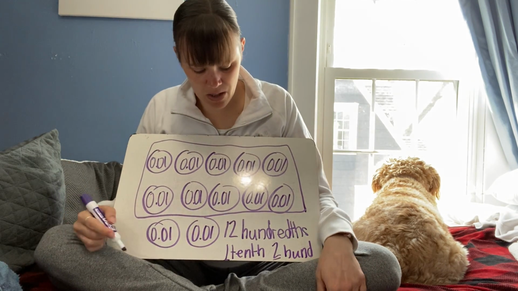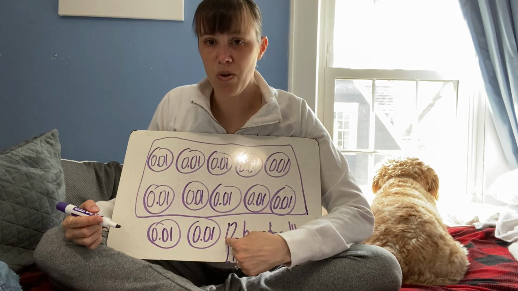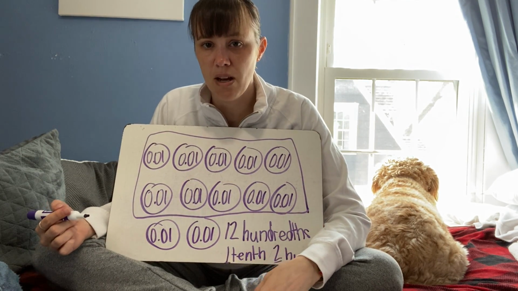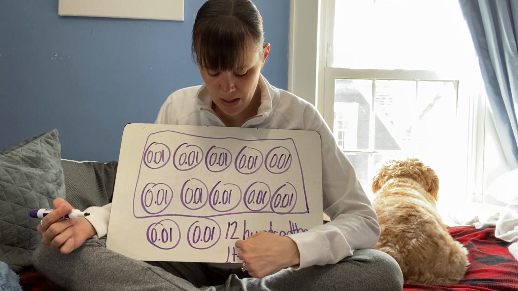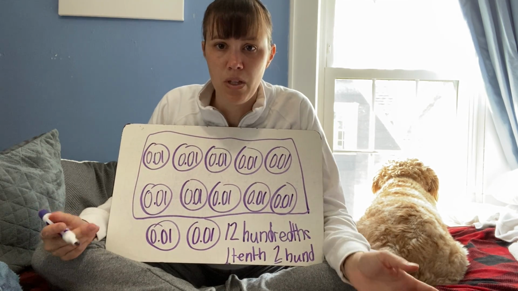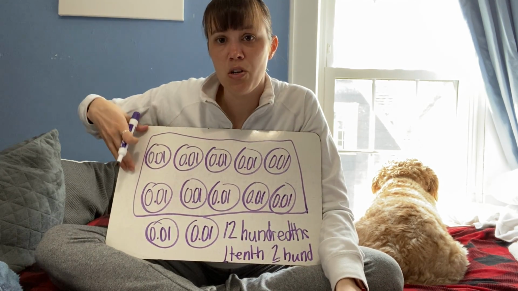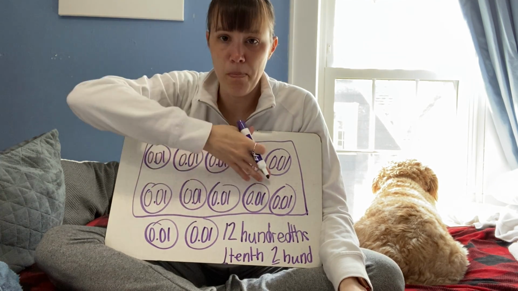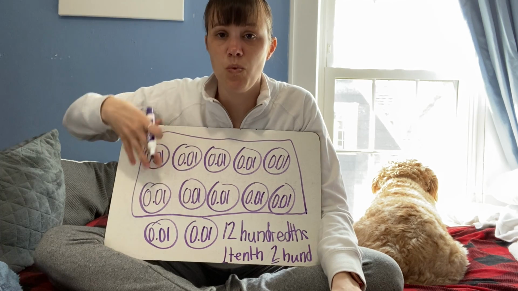Now I know you're saying to yourself, I already knew that that was 1/10 and 2 hundredths. I've been talking to you about that for a few days now. Why are we doing this? Because we are showing it in different ways. We want you to understand that a bundle of 10 of these makes 1/10.